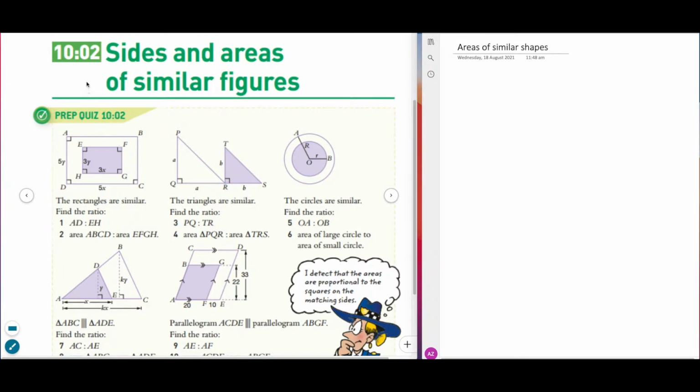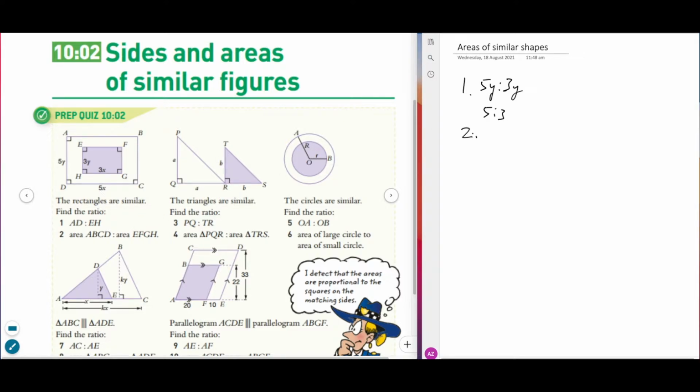So let's take a look at 10.02, the prep quiz. The first one says the rectangles are similar because the one on the outside is a bigger version of the one on the inside. Find the ratio of AD to EH. So let's take a look. AD is 5y, and EH is 3y. So the ratio is 5y to 3y, and we can divide both by y, so we get 5 to 3. Now that's the ratio of the sides.